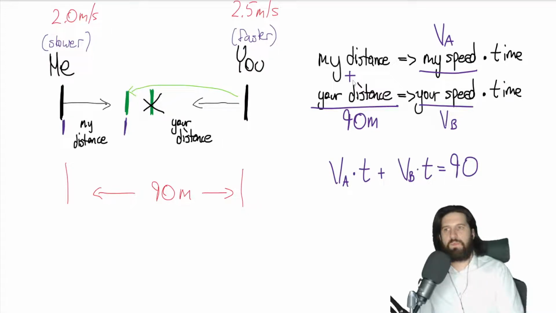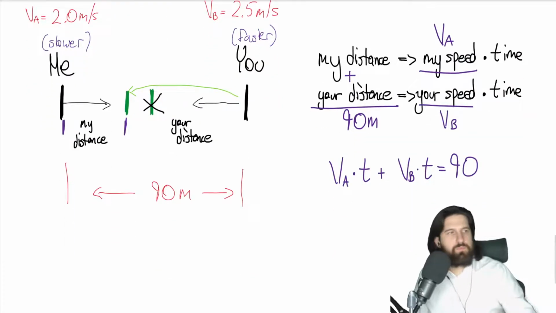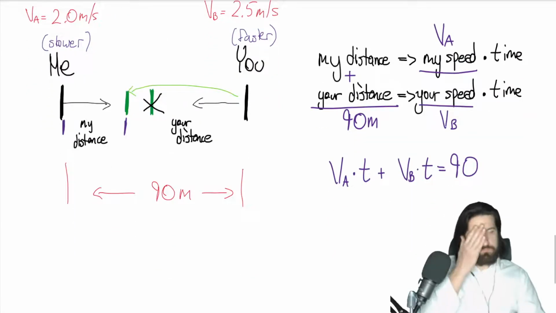Yeah? That's kind of the tough part. And these are our two V's. This is VB. This is VA. Okay?